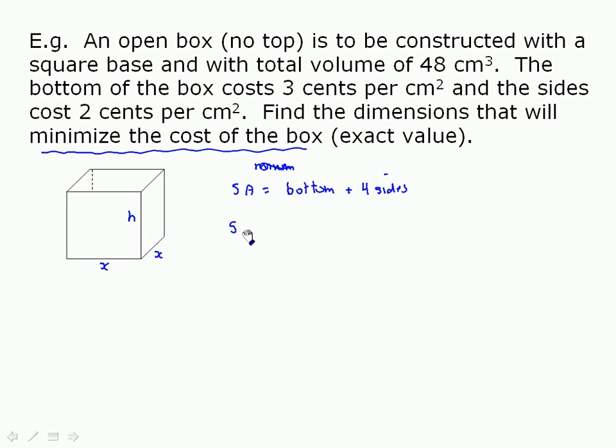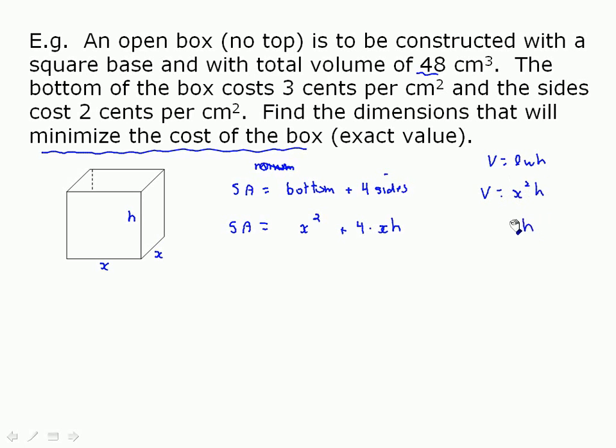So the surface area for that square on the bottom is just going to be X squared. And then the 4 sides, each of the sides would have area X times H, but there'd be 4 of them. So I'm going to try again to get this in terms of one variable. And that's where the volume comes into play, because the volume is just equal to length times width times height. So in this particular application, it's going to be equal to X squared H.